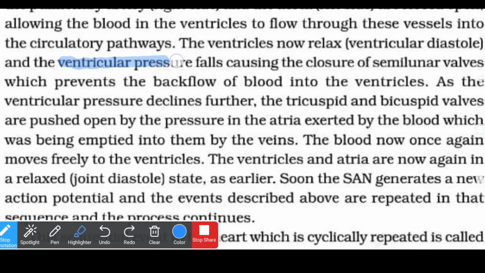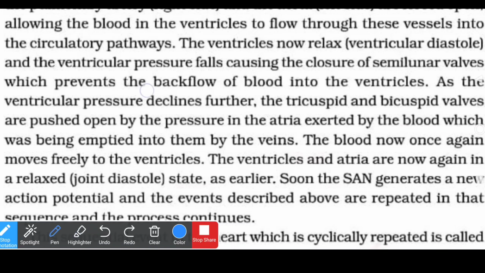And the ventricular pressure falls, causing the closure of the semilunar valves, which prevents the backflow of the blood into the ventricles. And as the ventricular pressure declines further, the tricuspid and the bicuspid valves are pushed open by the pressure in the atria, which is exerted by the blood being emptied into them by the veins. So what will happen hence?